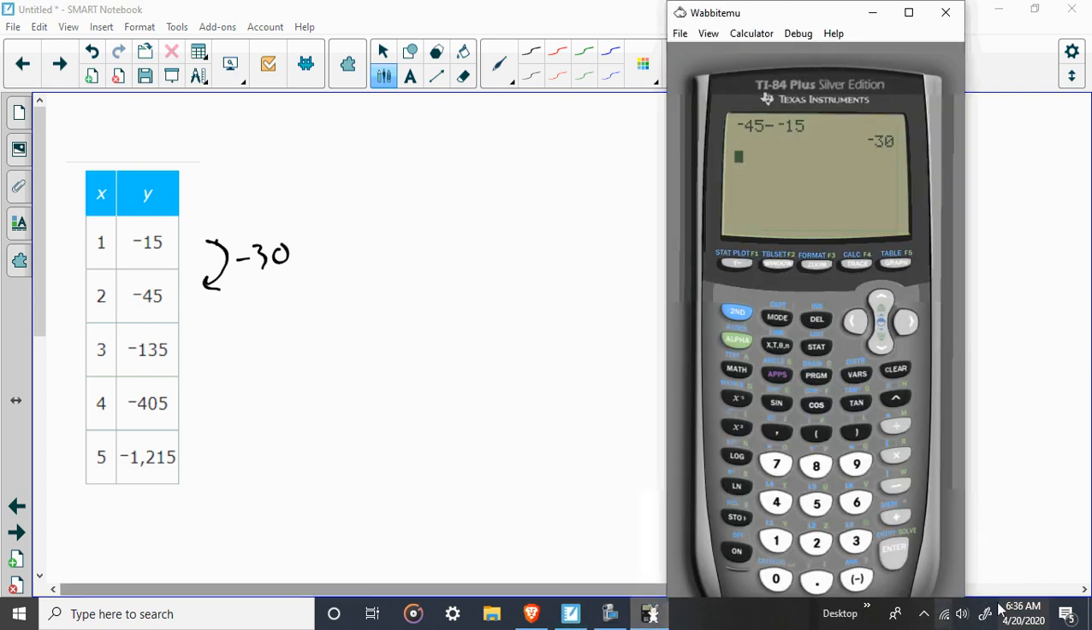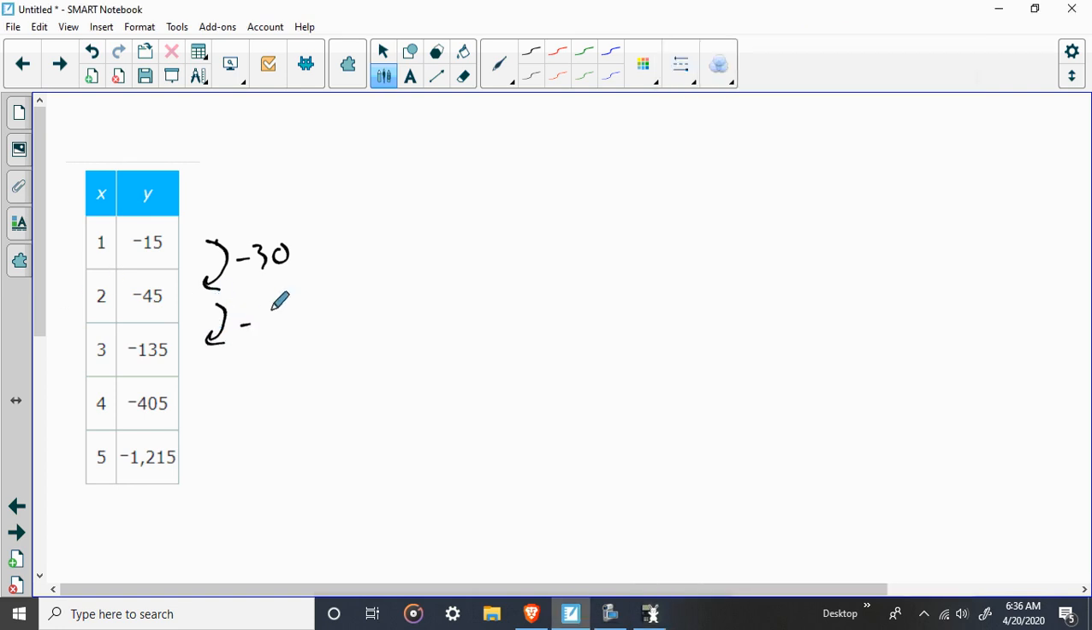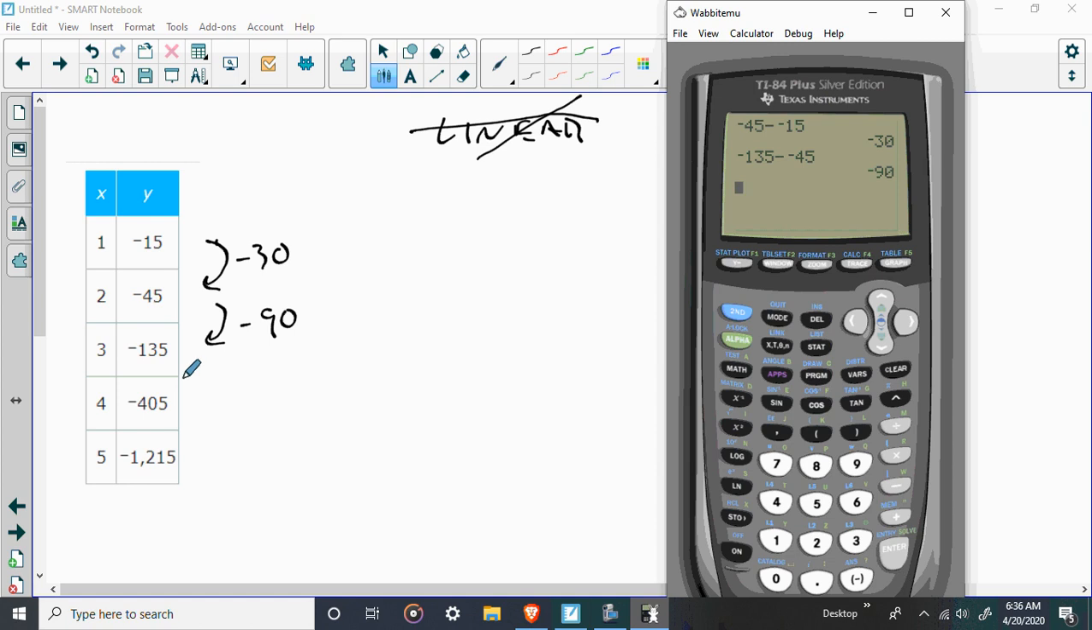Next, negative 135 minus negative 45. Okay, so negative 90. So first of all, is it linear? No. As soon as you get two different numbers here, it can't be linear. Now we need to do one more to tell whether it's quadratic or not.